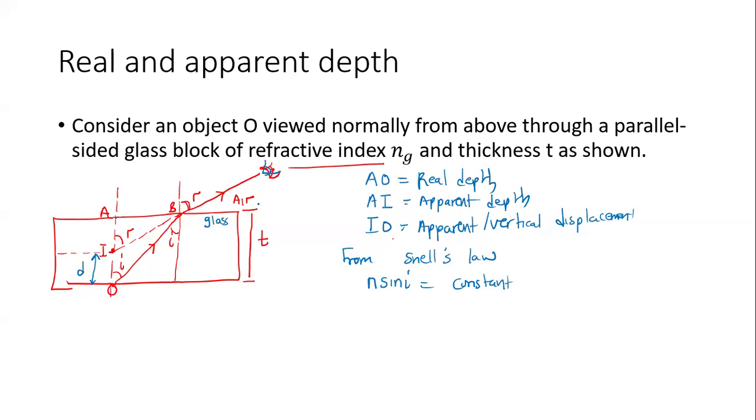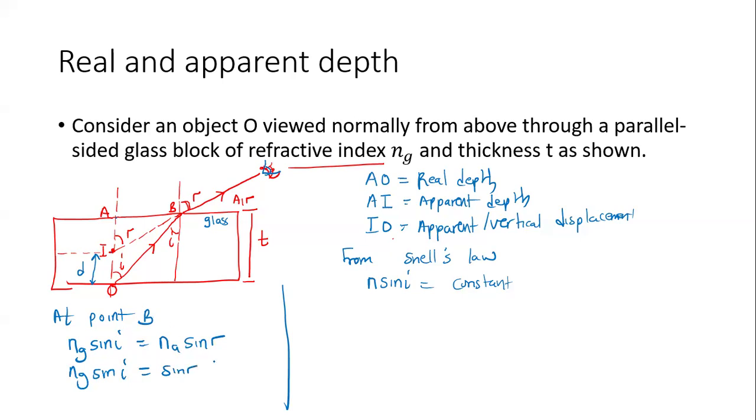Very good. Now we are going to apply it. Let me write from here. At point B, our light is moving from glass into air. So n of glass sine i is equal to n of air sine r. Here n of air is 1, so you end up with n_g sine i equals sine r. After dividing through, the refractive index of the glass is equivalent to sine r over sine i.